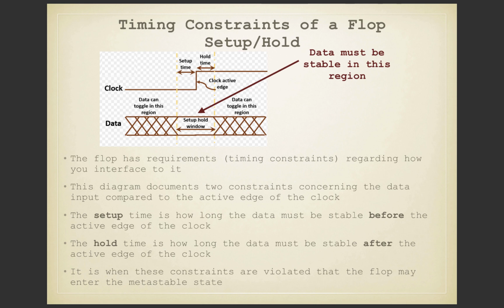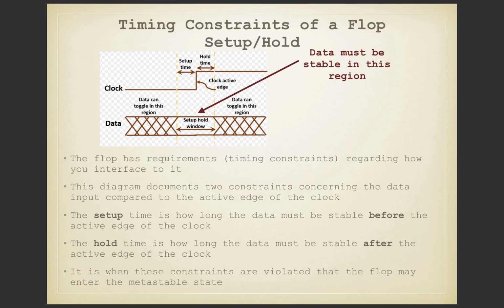The construction of the flop has given us what we call timing constraints, which refers to how you interface to the flop itself. The first image shows the relationship between the active edge of the clock, which in this case is the rising edge. In our class, we will always use the positive edge of the clock. It doesn't mean in the world at large they only use the positive edge, but for us, we will focus and use the positive edge. So we call that the active edge of the clock because that's the edge that causes the flip-flop to respond. The constraint is given with respect to the data and its relationship to the active edge of the clock.